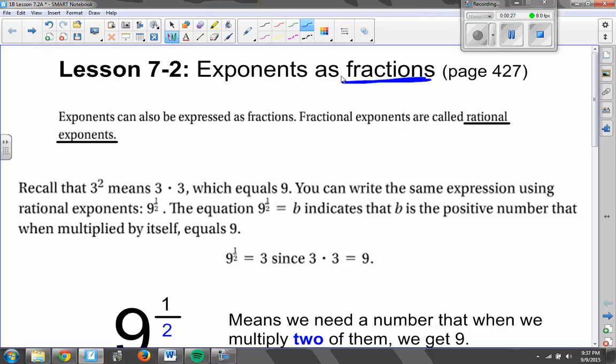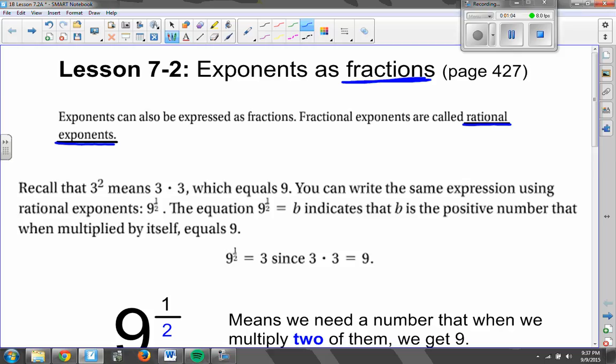The first thing that you will see at the bottom of page 427 tells you that exponents can also be expressed as fractions, and those are called rational exponents, which I have underlined here. Rational exponents are fraction exponents, rational numbers in the exponent. Now, recall that 3 to the second power means 3 times 3, which equals 9. Basically, what we're going to do today is write these expressions backwards in the other order.